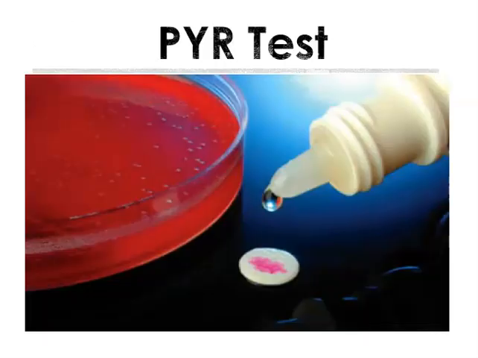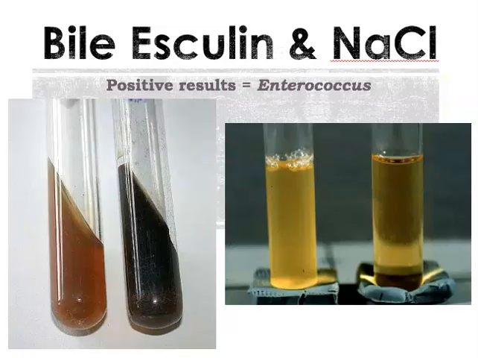So again, there's the picture of that PYR test. Here's a picture of a positive and negative of your bile esculin and your sodium chloride. The bile esculin test is a slant agar, so it's just like the agar that's in the petri dishes, but it's poured into a tube. This is what it looks like uninoculated or as a negative result on the left here. The right hand side is a positive result. It turns the media black.